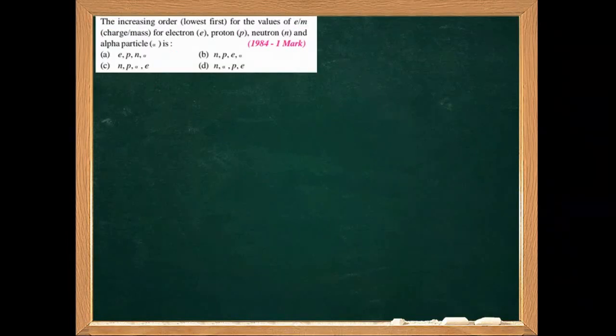Now, the increasing order, lowest first, for the values of e by m, which is charge to mass, for electron, proton, neutron and alpha particle is. So we have to find the charge to mass ratio. e by m is equal to charge upon mass, and we have to find it for each. Let's say the mass of a proton is considered as standard, so the mass of proton is equal to 1.